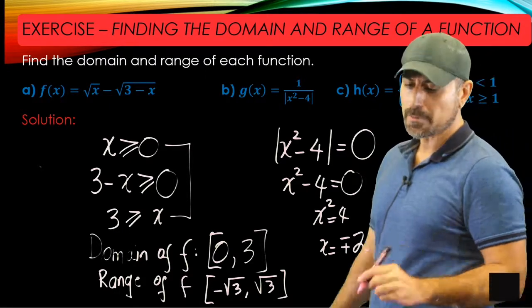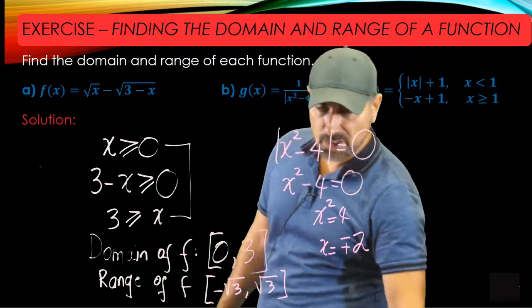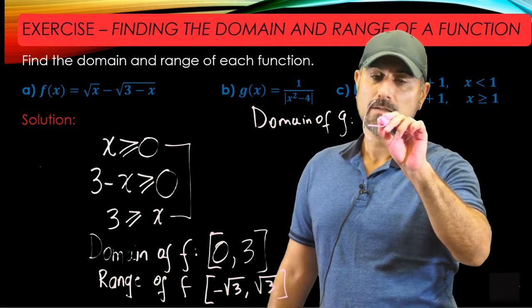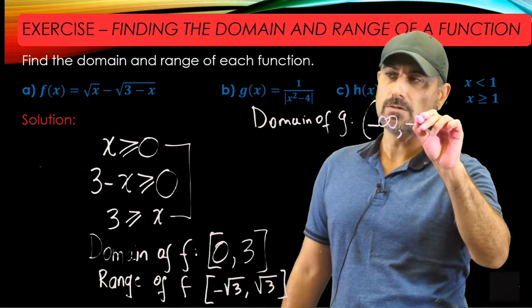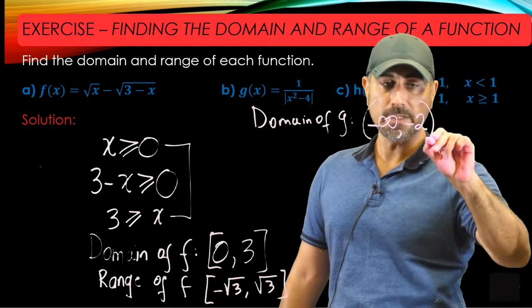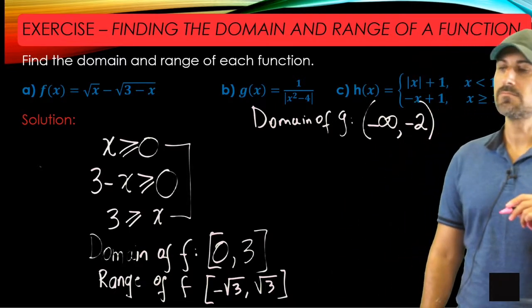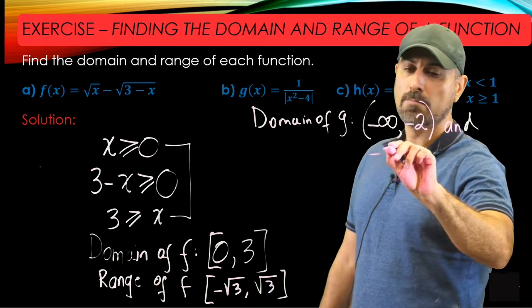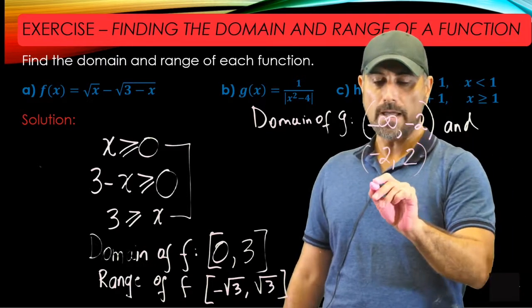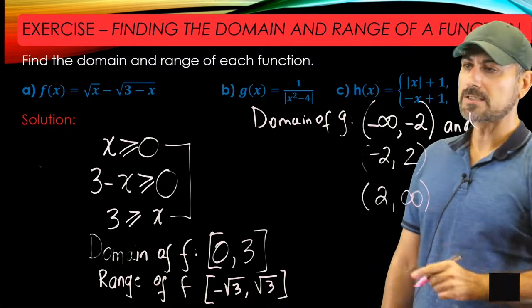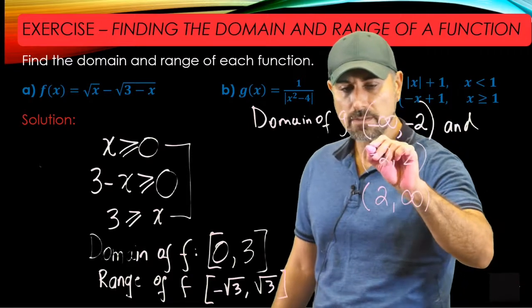Then I'm going to write the domain of g to be all x's starting from minus infinity to minus 2, and minus 2 is not included, so I'm going to put an open bracket. Then between minus 2 and 2, and then 2 to infinity. I don't want 2 to be in my domain, nor negative 2, so I excluded them from my domain.